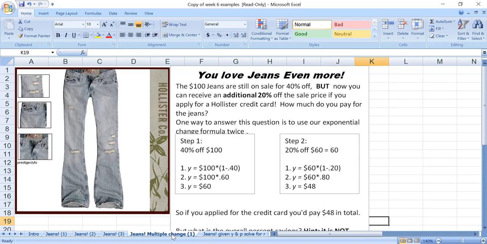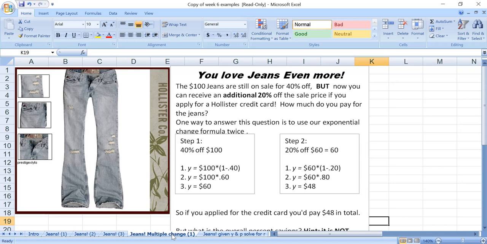up to the counter, and the clerk says, "Oh my God, did you know that today you can get an additional 20% off the sale price, and all you have to do is sign up for a Hollister credit card?" Right? You have to sign up for a store card, and you have not had the credit card lecture yet in this class, so you don't know what a terrible idea that is.